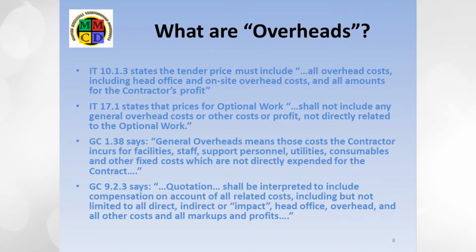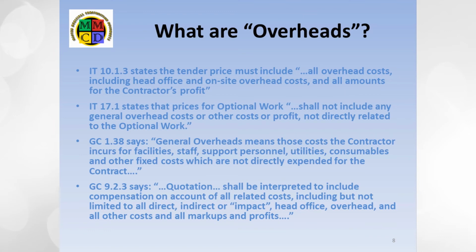Before we go back to the example, we need to clarify a fuzzy concept in the MMCD, that of overheads. Currently, the MMCD does not define overheads, but rather only general overheads, although both terms are used in the documents. As you can see by the GC 1.38 definition, general overheads are defined to exclude those overhead costs which relate to the current project. IT 10.1.3 makes it clear there is a distinction between on-site overheads and head office overheads.